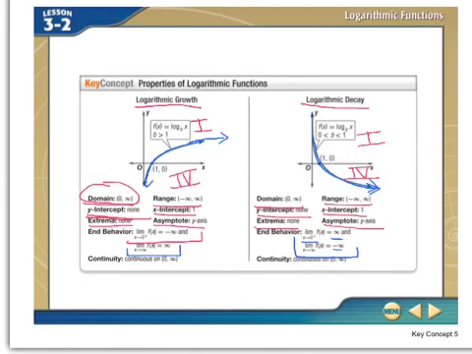Both functions are continuous on the same interval. We can't just say the function's continuous, because if the function were fully continuous, our domain would be negative infinity to infinity. But since the function is only continuous on a restricted domain from 0 to infinity, we have to state that. So since both functions have a domain of 0 to infinity, when we state the continuity, we have to say it's continuous from 0 to infinity.